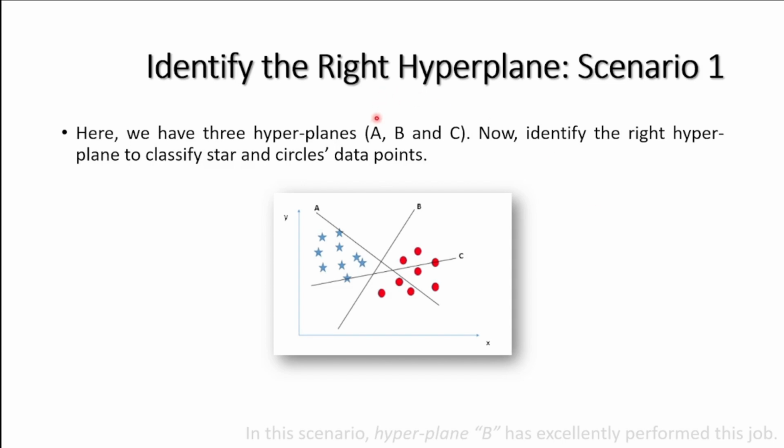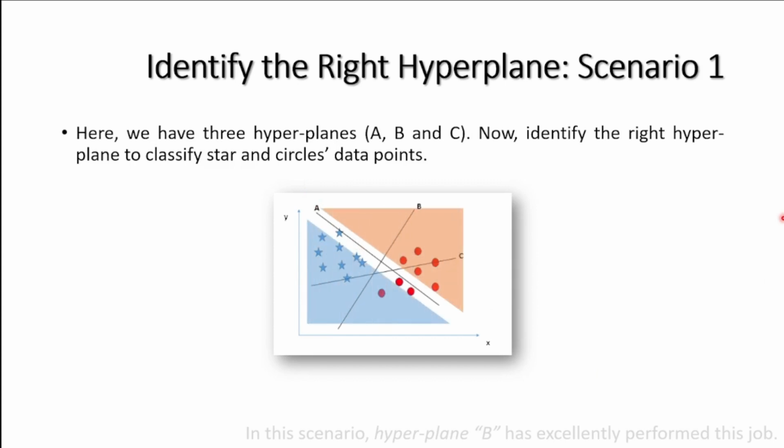Here we have 3 hyperplanes. Imagine that we have A, B, and C. Now identify the right hyperplane to classify the stars and circles data points. We have 2 kinds of data over here: we have star and we have circle.